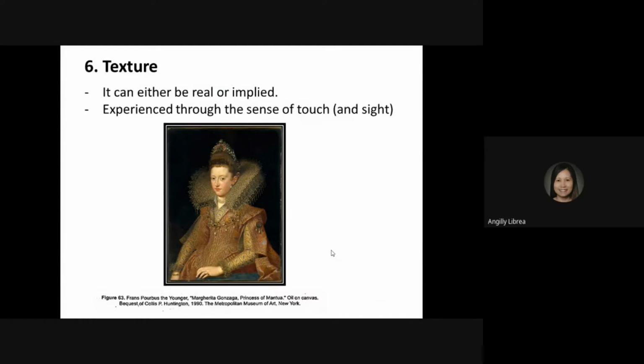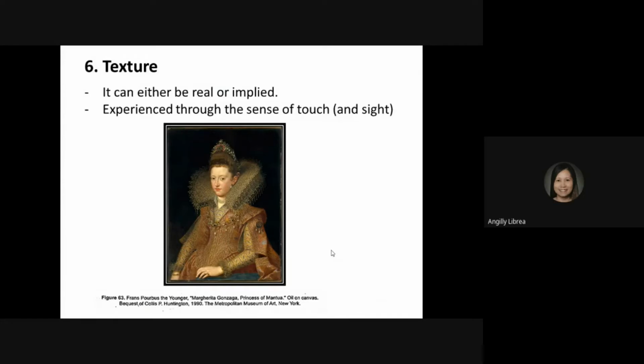This is a painting of Margherita Gonzaga, Princess of Mantua, by Frans Pourbus the Younger, although I'm not sure exactly how it has to be pronounced. This was found in the Metropolitan Museum, New York. So often, texture is commonly associated with textiles.